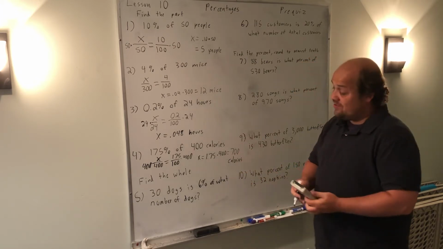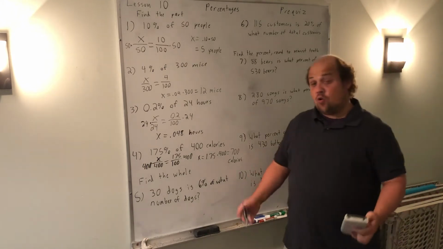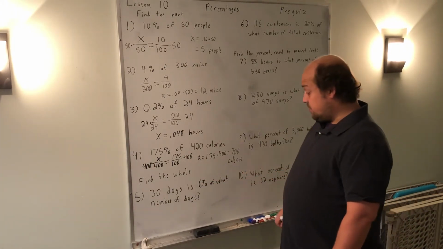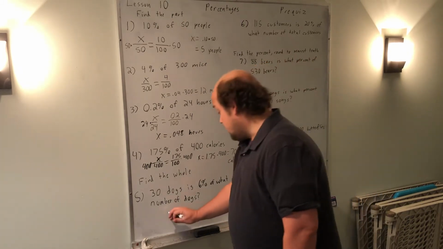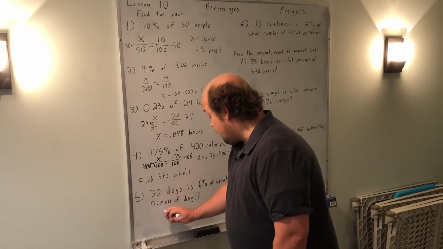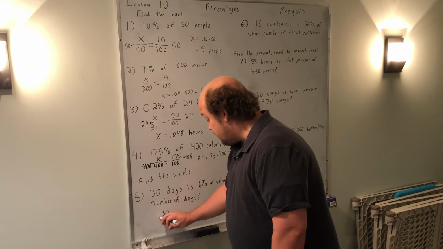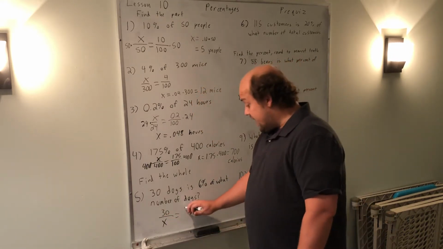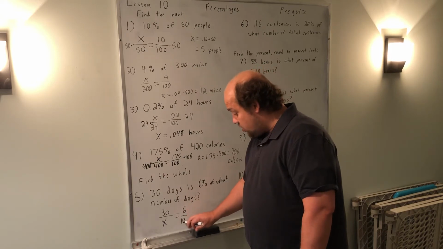Next few problems are a little different because they're asking me to find the whole after I've been given the part. So this says 30 dogs is 6% of what number of dogs? Instead of doing something over 30, 30 is the part of an unknown whole. So it becomes 30 over x equals 6 over 100.